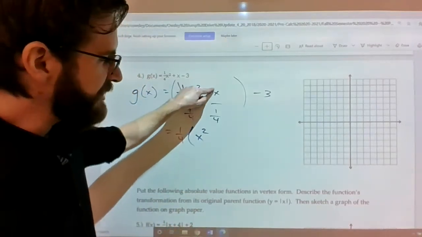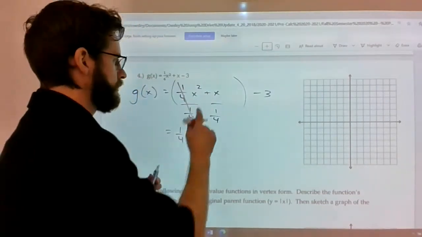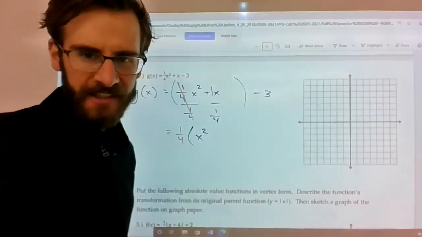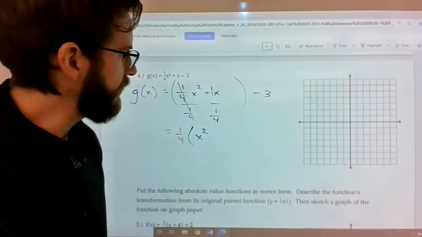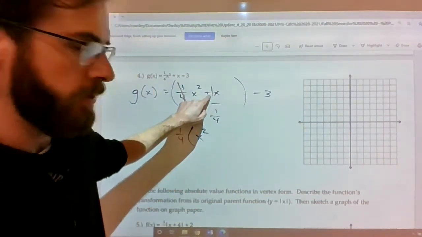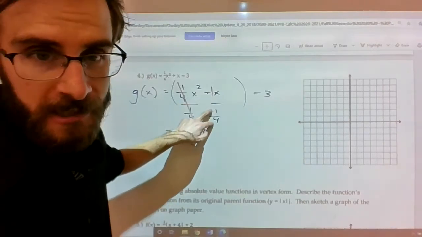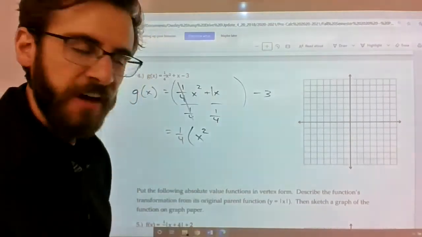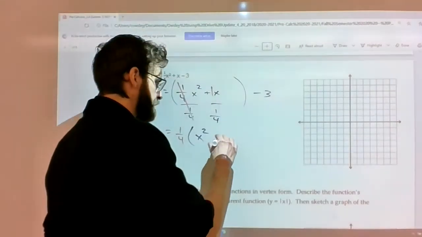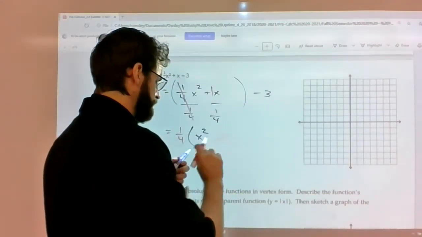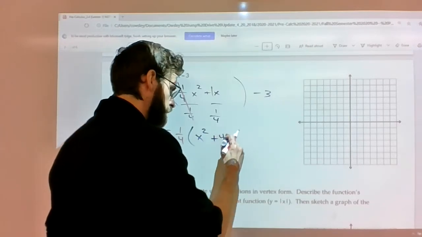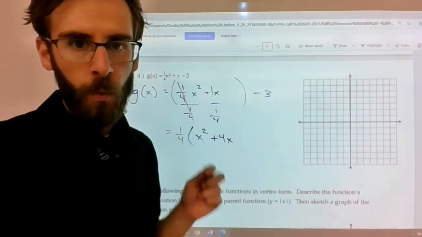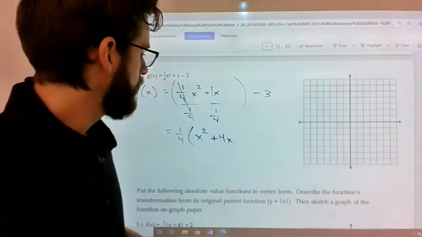When I take x divided by 1/4, it's sort of like saying, what's 1x divided by 1/4? How many quarters are in a whole? How many literal quarters are in a dollar? 4, right? So 1 divided by 1/4 is 4. Your calculator would say the same thing if you took 1 divided by 1/4.